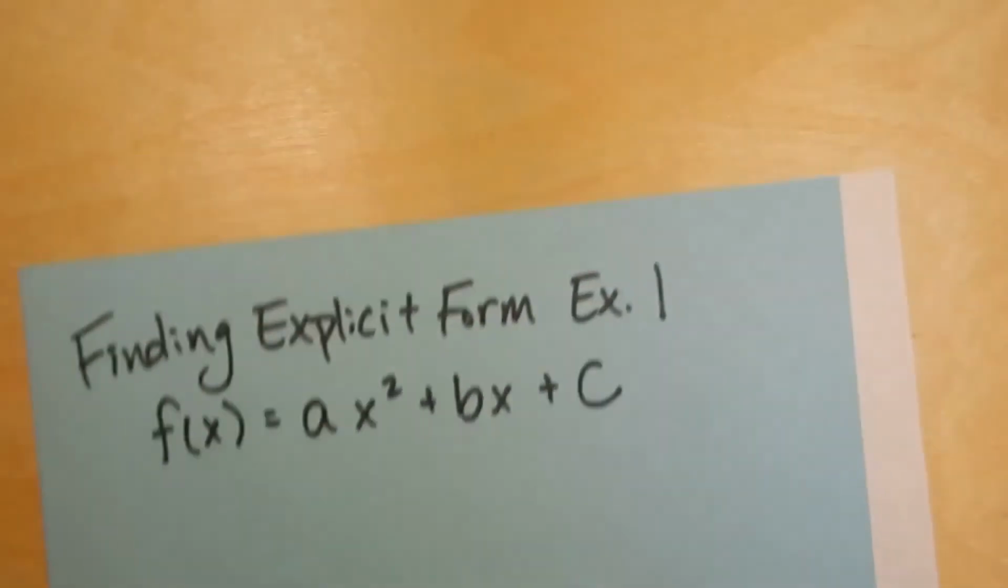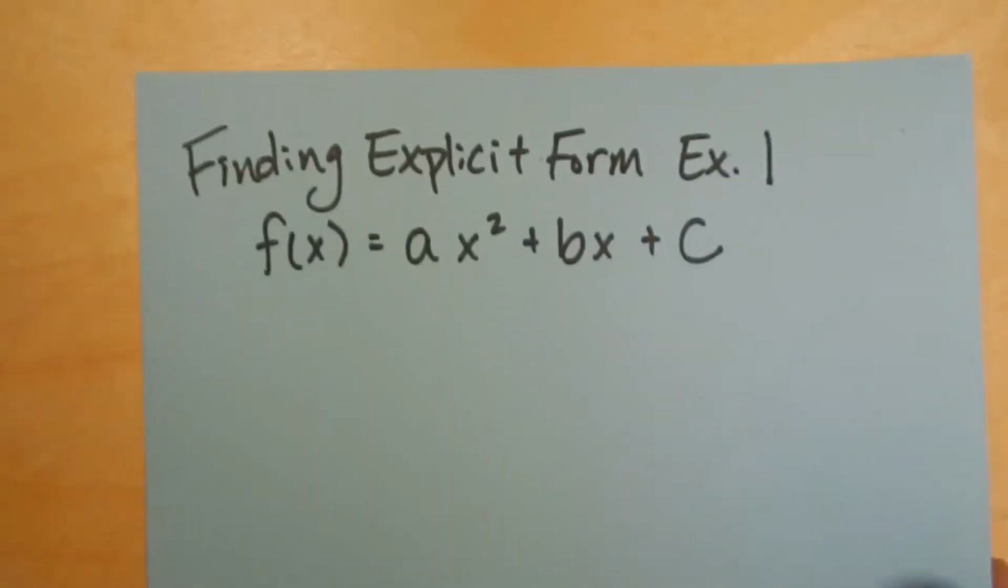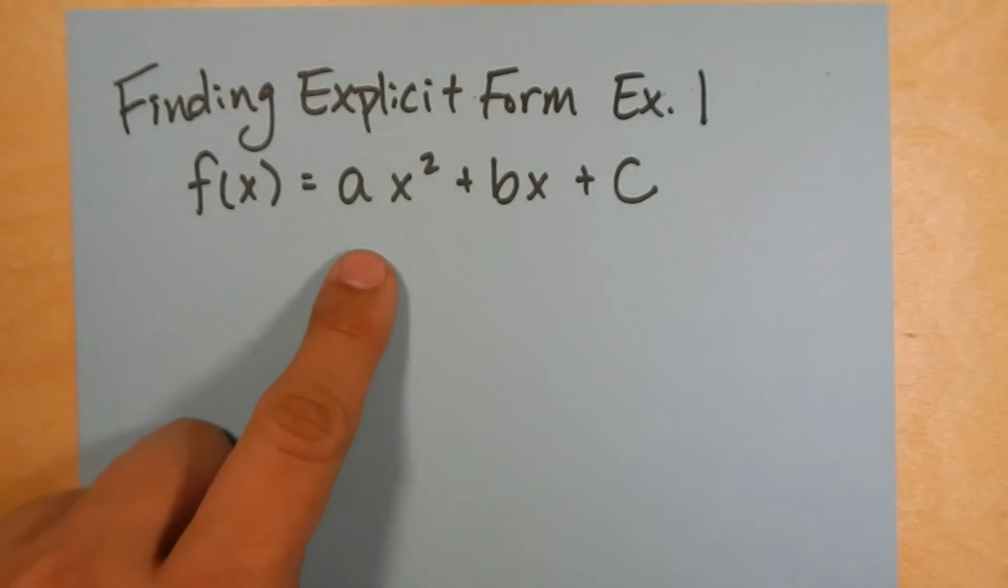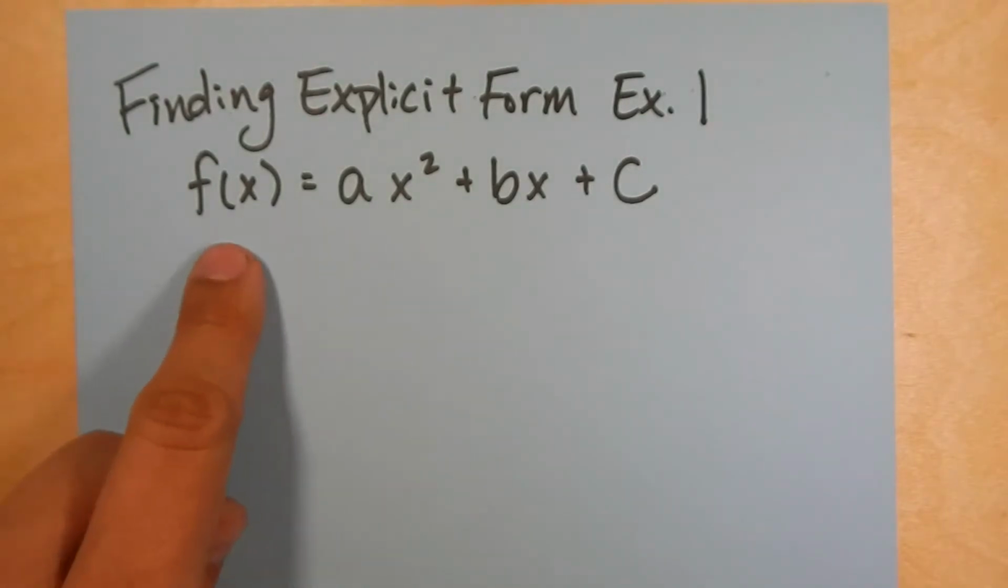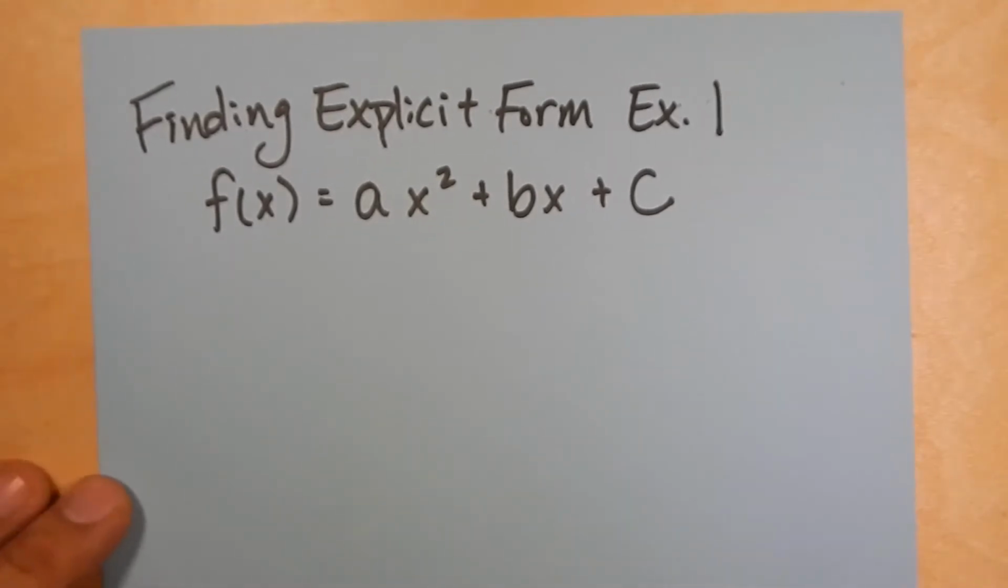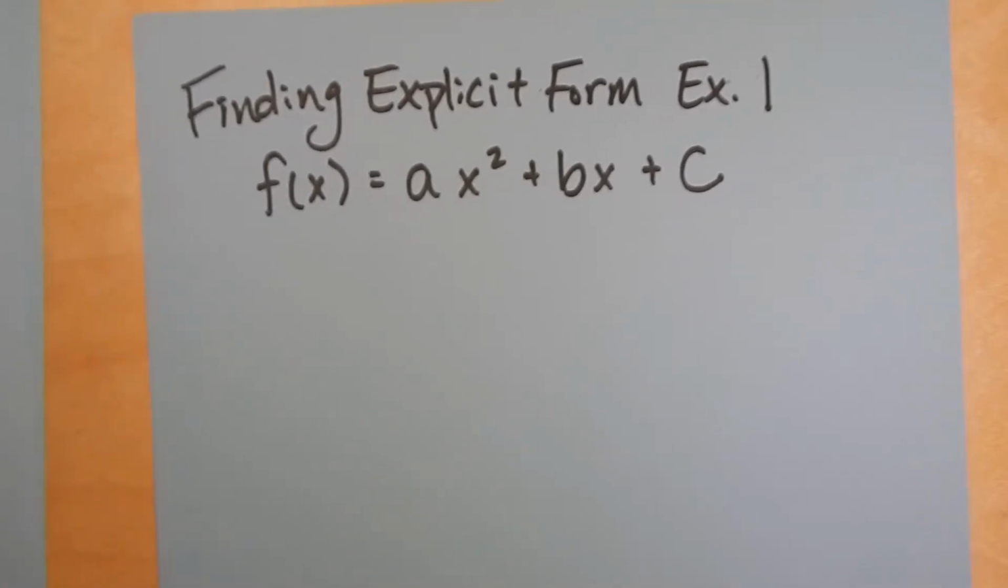So our next step is to find the explicit form. So explicit form is ax squared. So f of x is ax squared plus bx plus c. So there are a few different ways that you can tackle this, finding explicit form from a table. We're going to have to refer to our table here a few times.